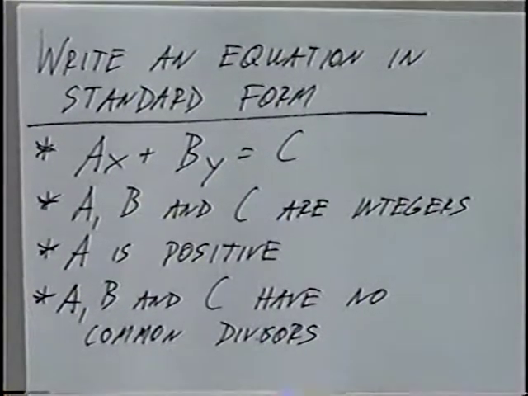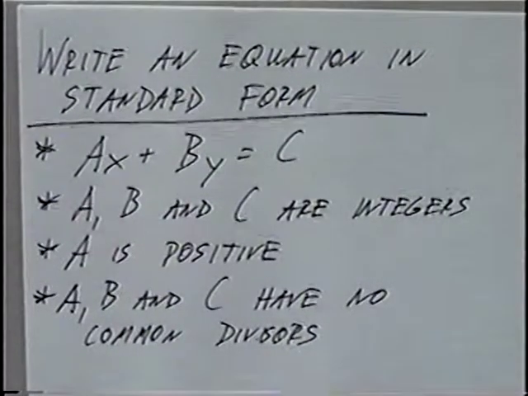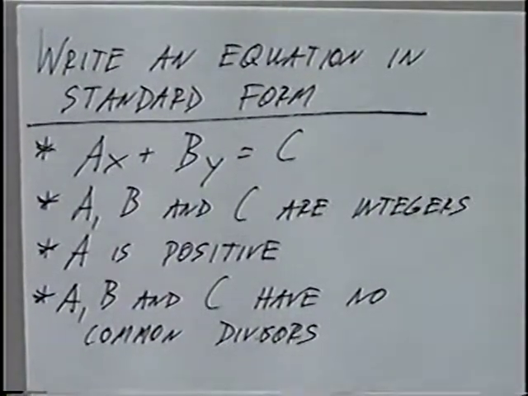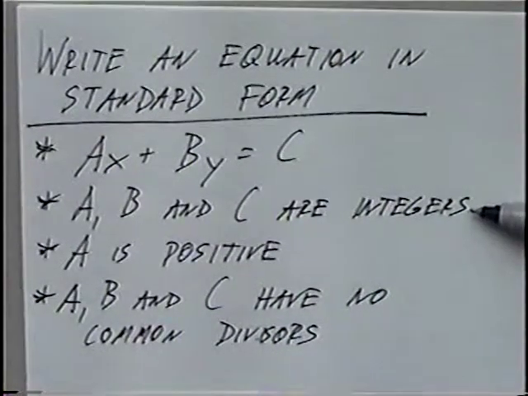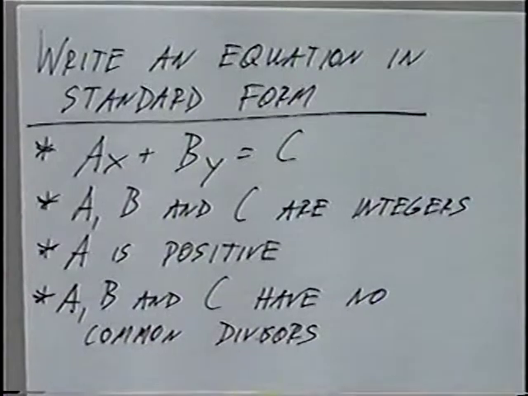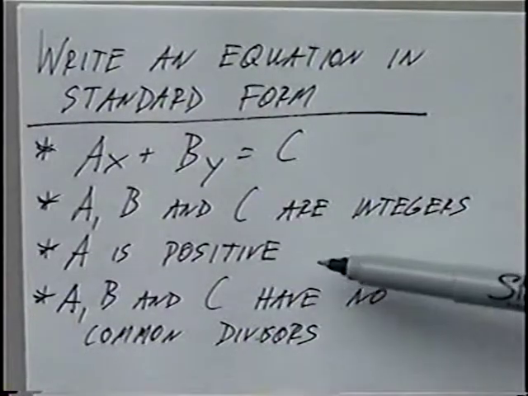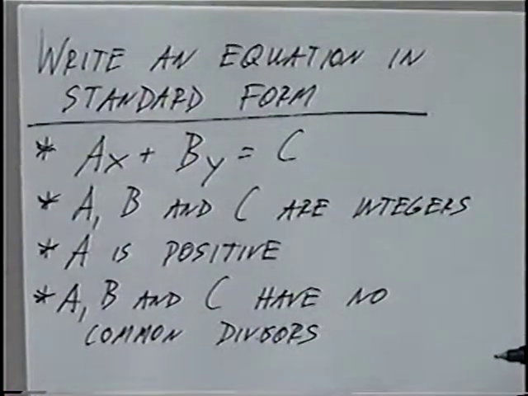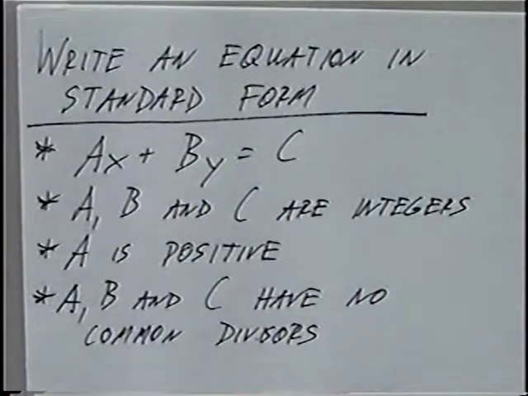Write an equation in standard form. There's 4 definitions for standard form. The standard form equation is ax plus by equals c. A, b, and c have to be integers. Integers are any whole numbers, could be positive or negative, but cannot contain decimals or fractions. A also has to be positive. And last definition, a, b, and c have no common divisors, which means no number divides into a, b, and c.